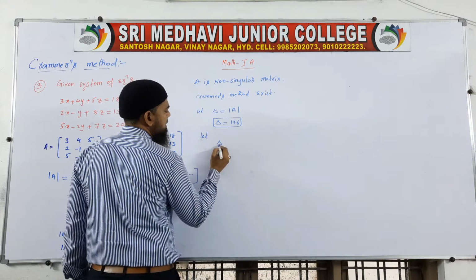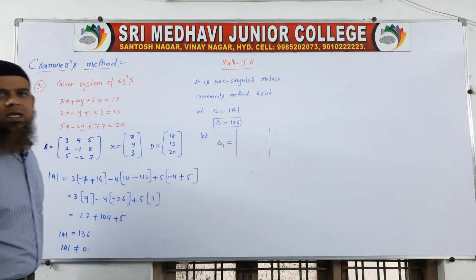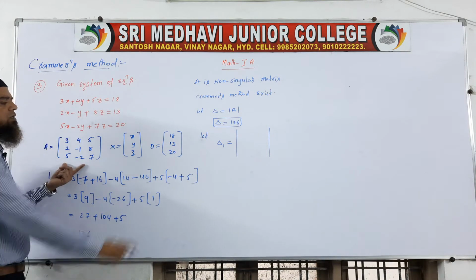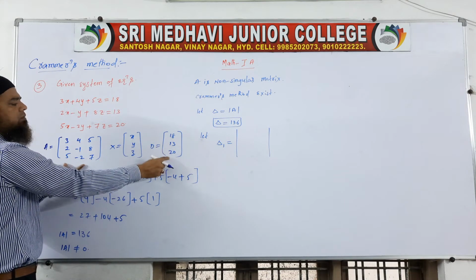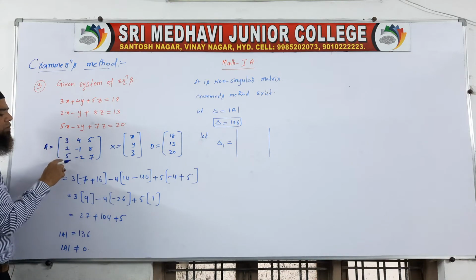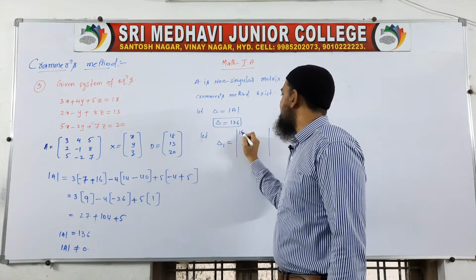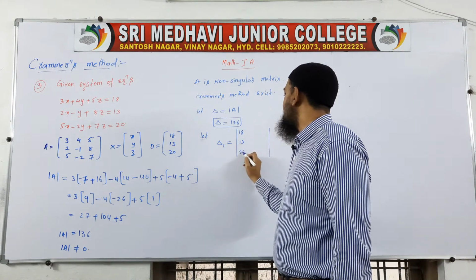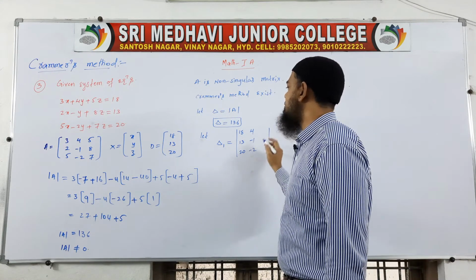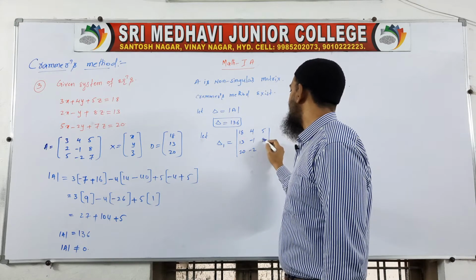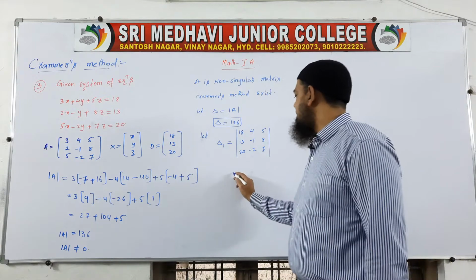Let delta 1 is equal to, which column is replaced here? See, this is A matrix and this is a D matrix. This 18, 13, 20. These three numbers we have to write in this place. 3, 2, 5. So now I am writing 18, 13, 20. 18, 13, 20. The next is 4, minus 1, minus 2, 5, 8 and 7. Okay. Now delta 1 we are finding.